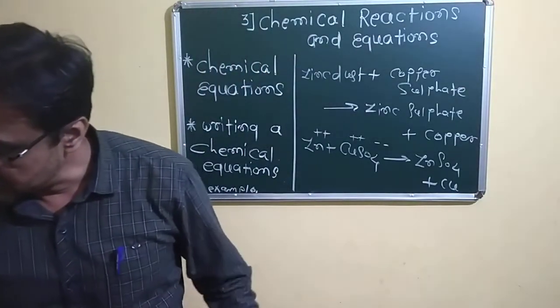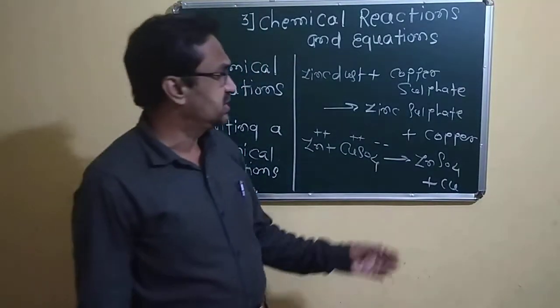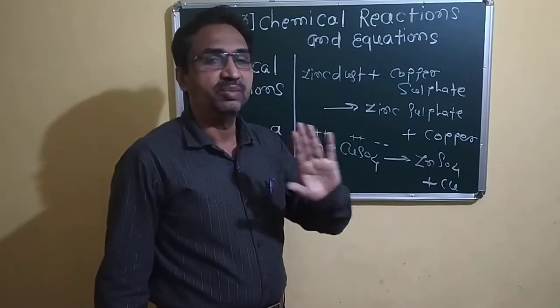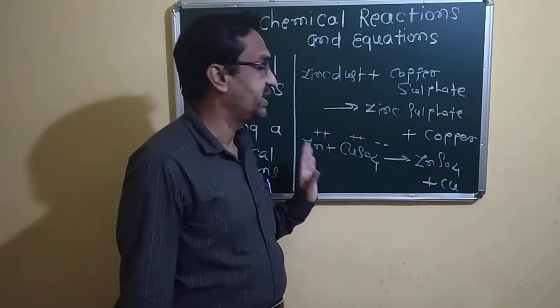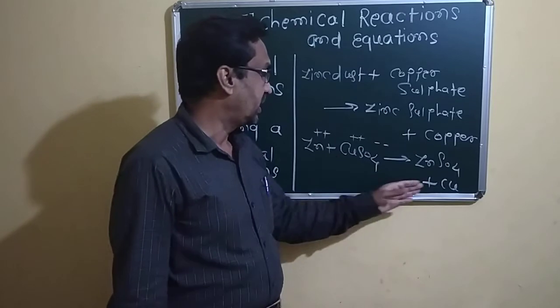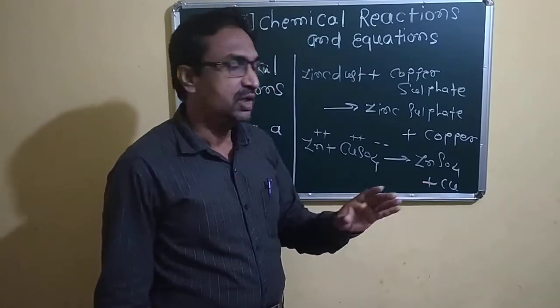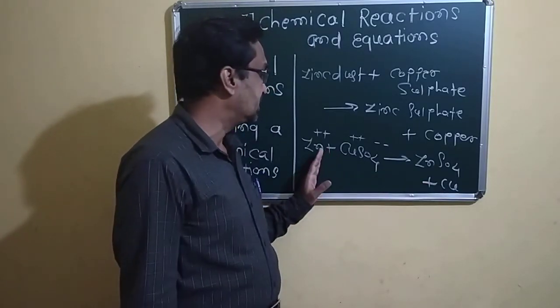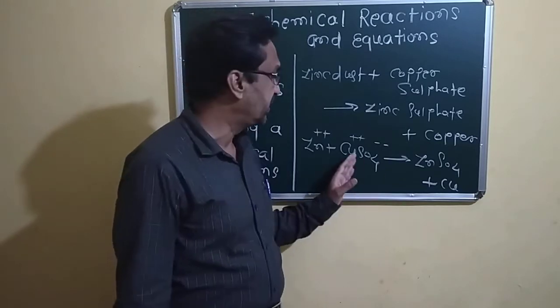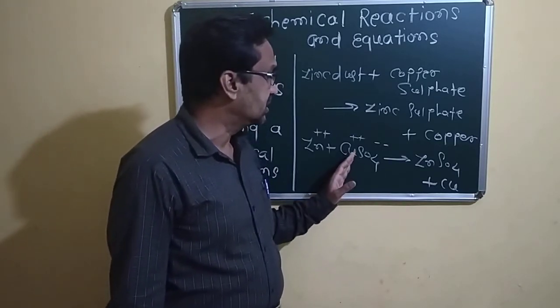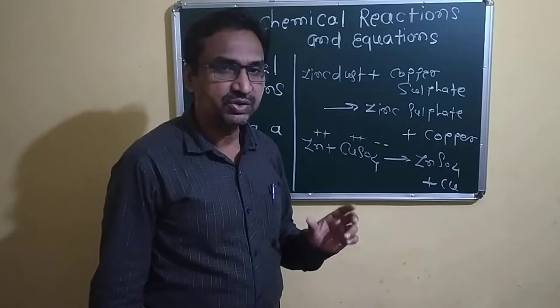We already mentioned those things. This zinc sulfate has totally different properties than copper sulfate and zinc. And this copper has totally different chemical properties than what we can see in the copper sulfate. Copper sulfate is blue vitriol, a solution of blue color.